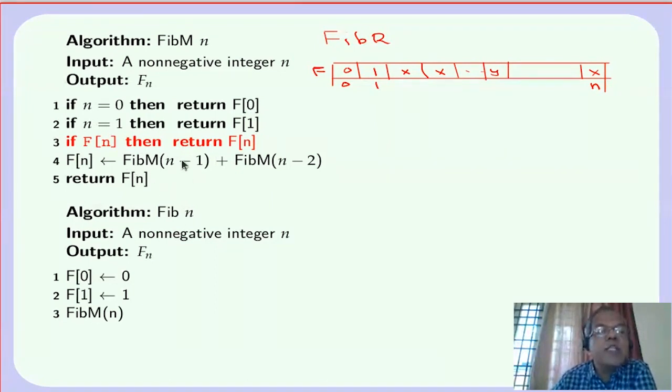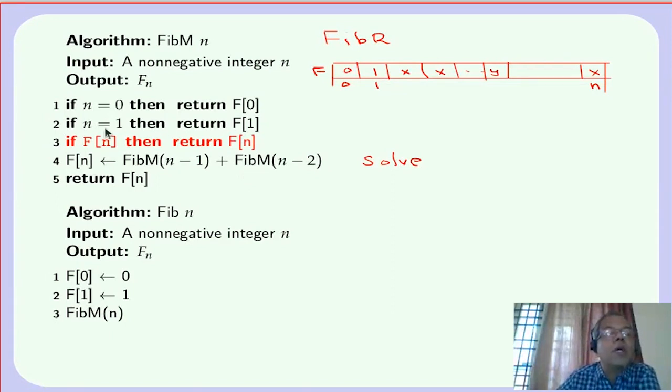Therefore, we do not immediately return fib m of n minus 1 plus fib m of n minus 2. We store it in a table before we return. But this is a recursive call, and a recursive call means solve. But before you solve, we have to check whether we have already solved the subproblem before. How will we check? Because every time we solve a subproblem, we store the result in a table.